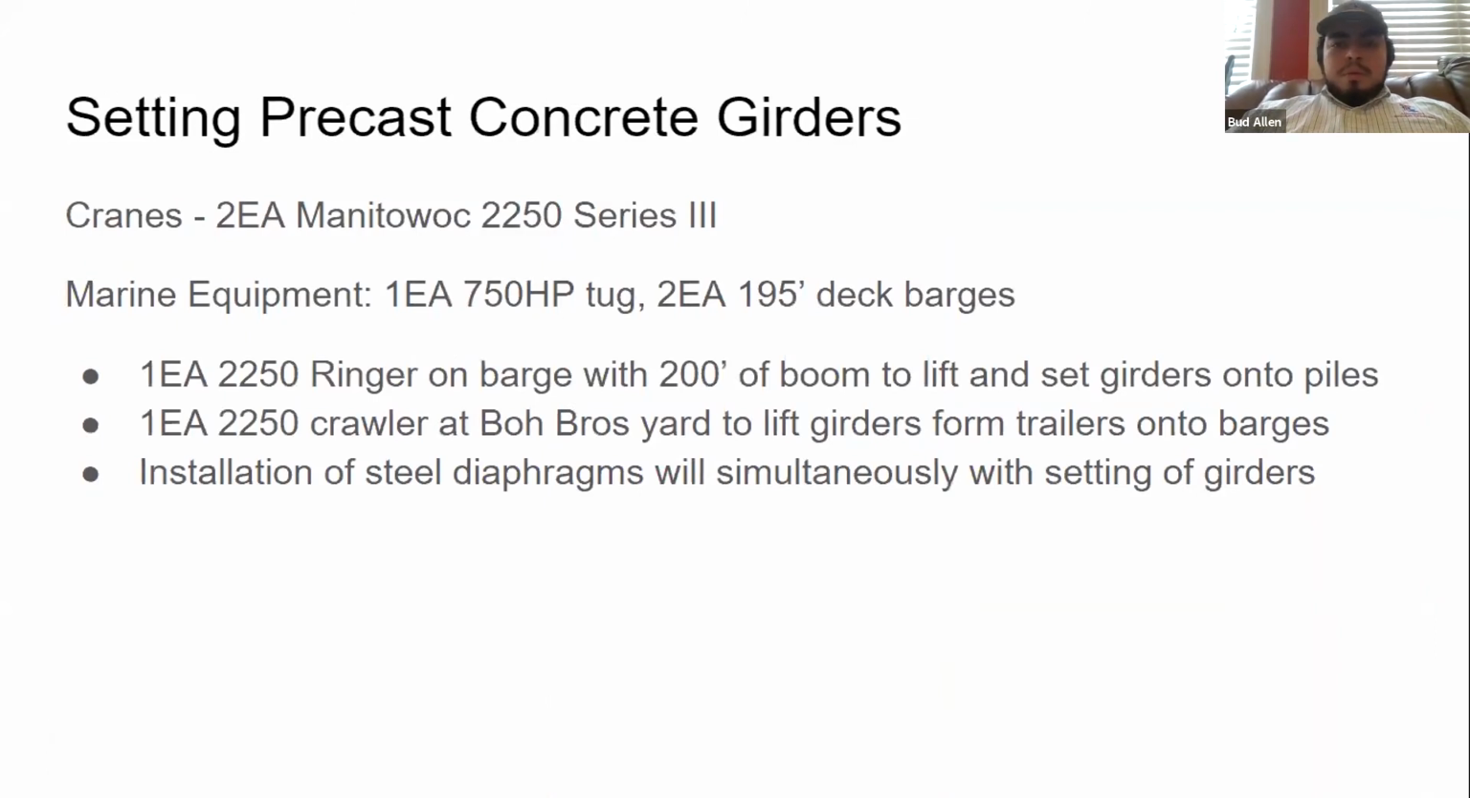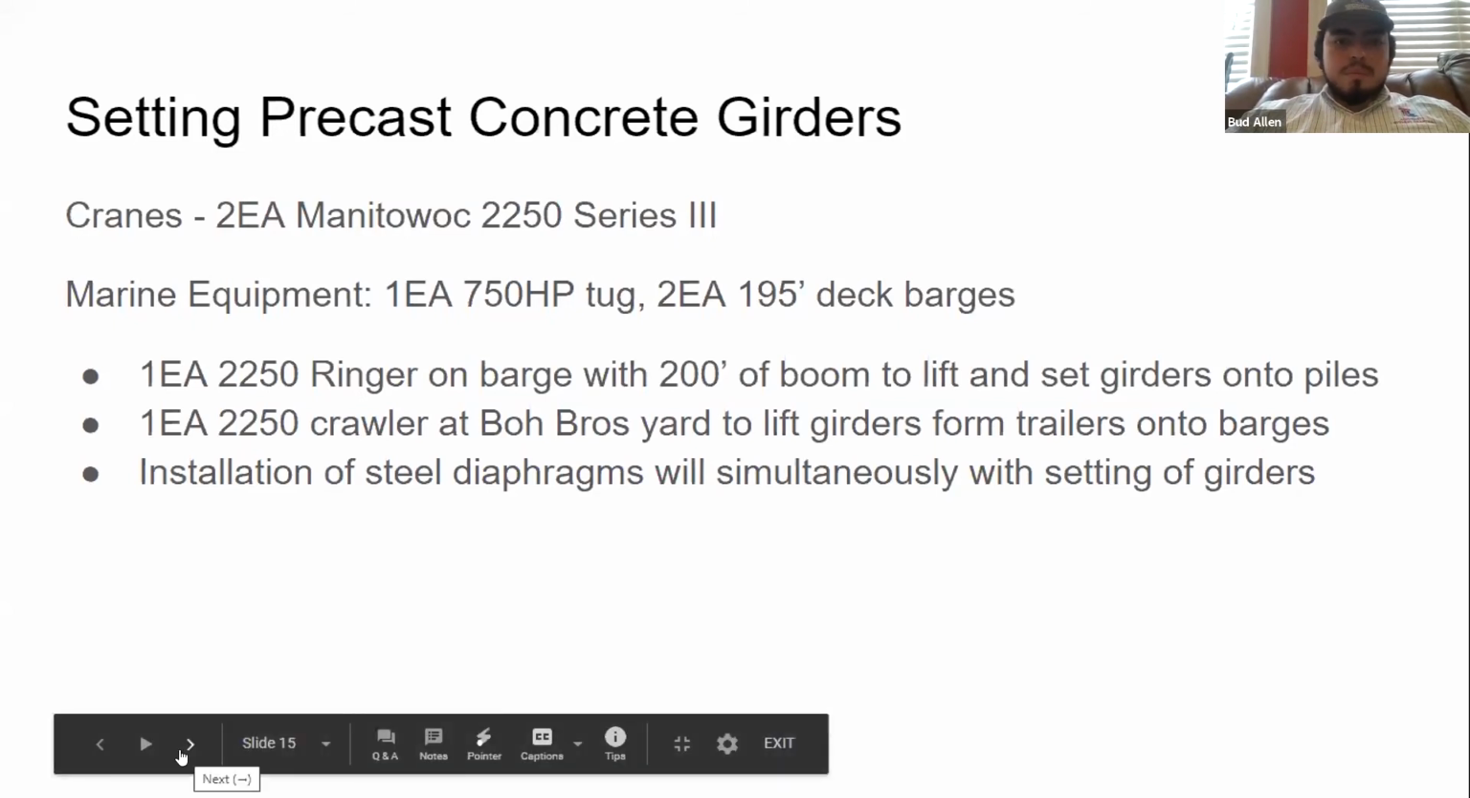Now, the other big piece of crane work on this job is setting all these precast concrete girders. And we're going to be using 2 Manitowoc 2250s, along with 1 push boat. The push boat will be present during most of the project, along with 2 190-foot deck barges. We're going to have 1 2250 on a barge with 200 foot of boom to lift and set the girders onto the pile plugs. And then we'll have another 2250 crawler at the Bow Brothers Marine Yard to lift the girders from their truck trailers onto the barges. And installation of the steel diaphragms will occur simultaneously with the setting of the girders.